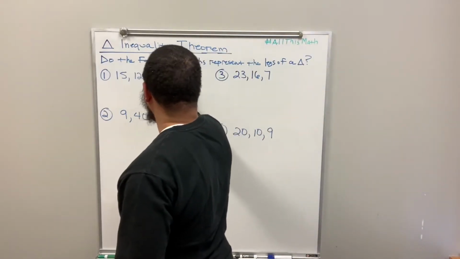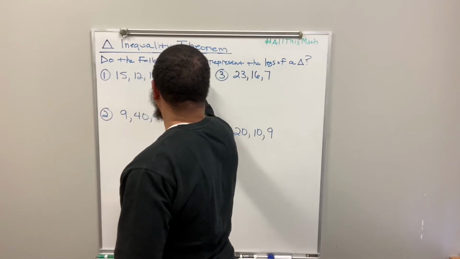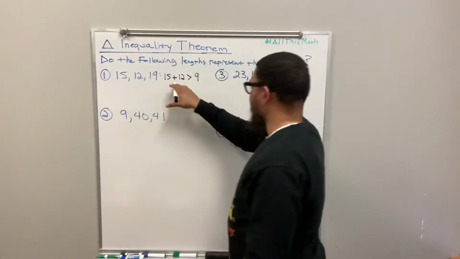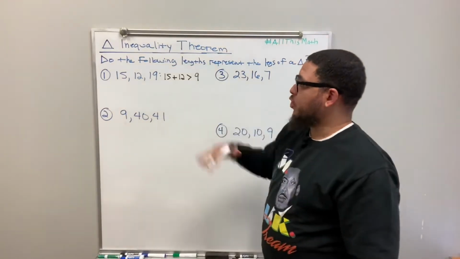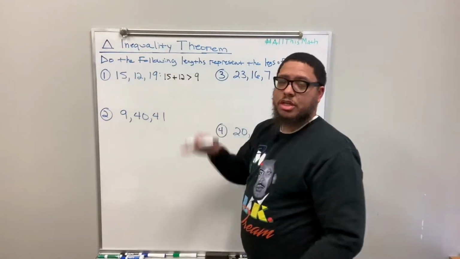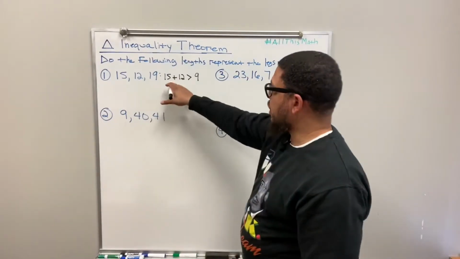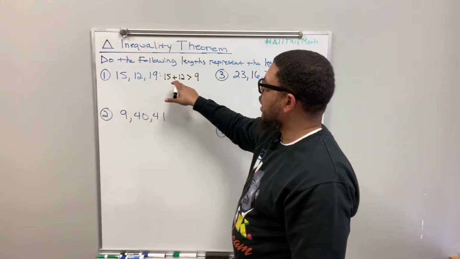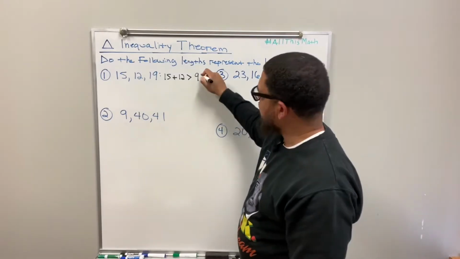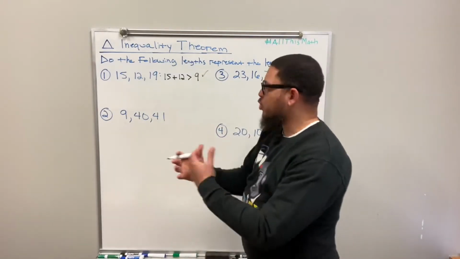I do 15 plus 12, and I set that inequality up. Then I ask myself the question, is this true? Because math is all about finding the truth. It's either true or it's not. 15 plus 12, I know is 27. Is 27 greater than 9? Yes, it is. So that's one pair of sides.